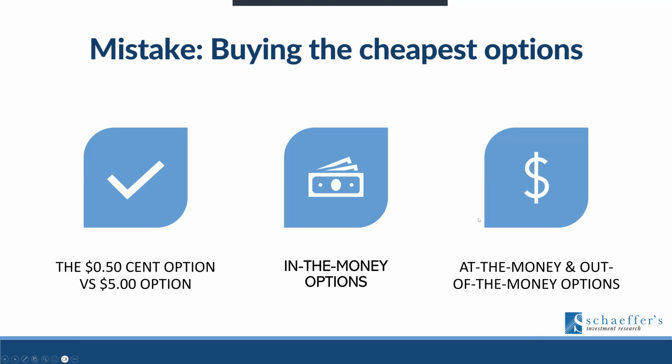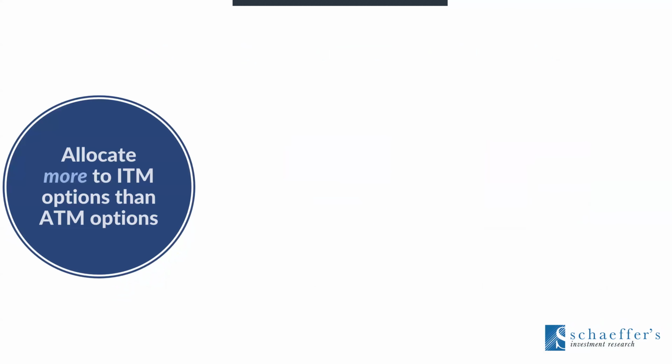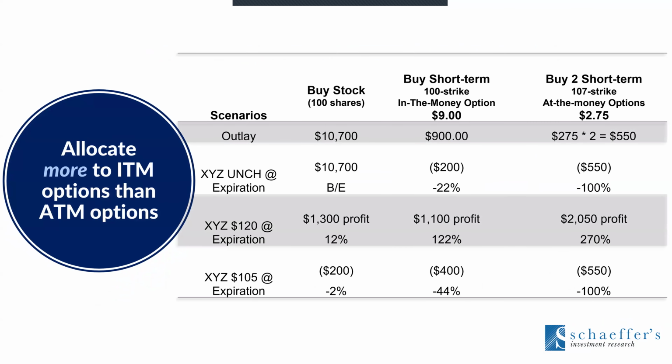All right, we've got 35 minutes roughly left, so let's get moving a little bit. Allocate more to in-the-money options than out-of-the-money options. This is a great example of why. It also shows you the power of options.